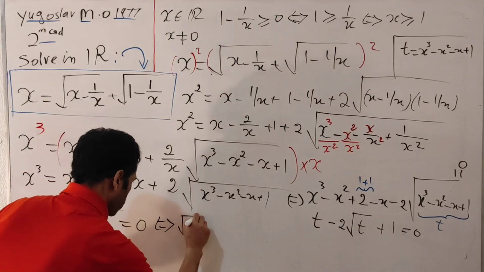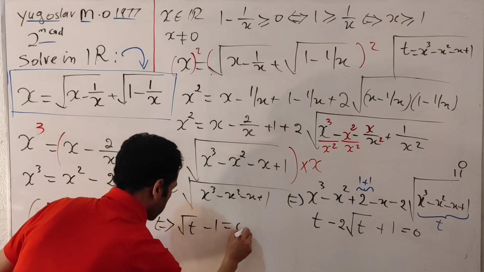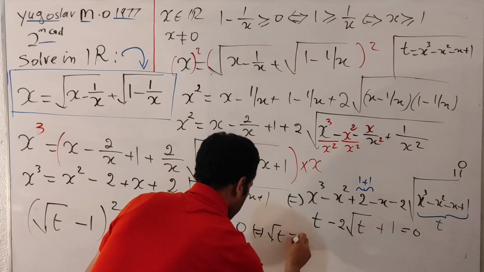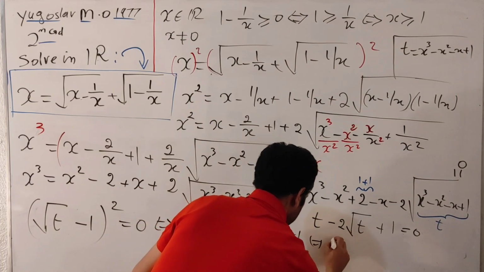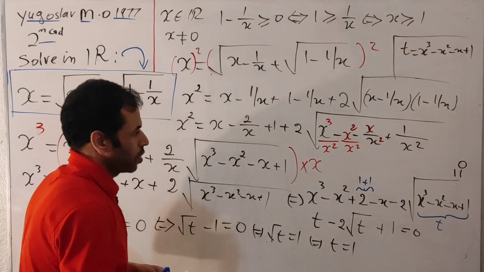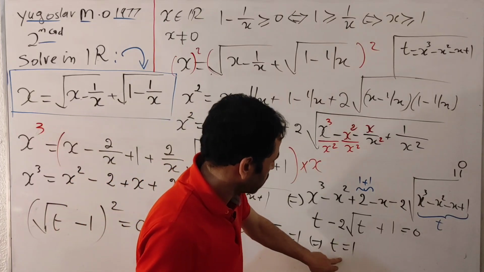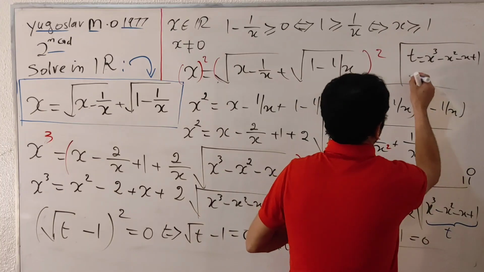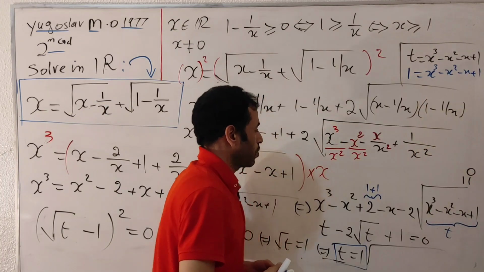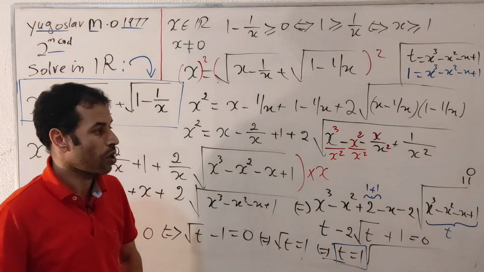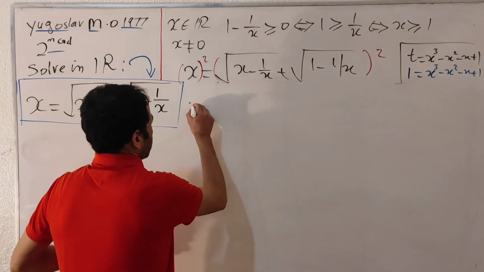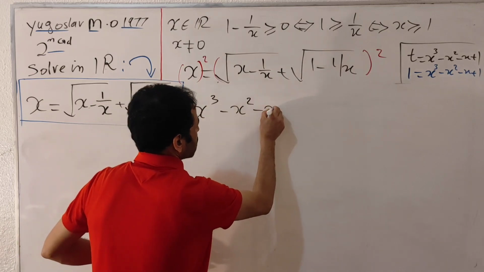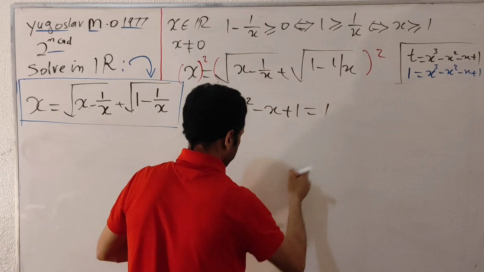So that is equivalent to square root of t minus 1 equals 0. This is equivalent to square root of t equals 1. That means t equals 1. Now I'm simply going to replace t with 1 here and solve this equation. When t equals 1, now I'm going to take this one at the top and continue solving our equation. So we'll have the following equation: x cubed minus x squared minus x plus 1 equals 1.